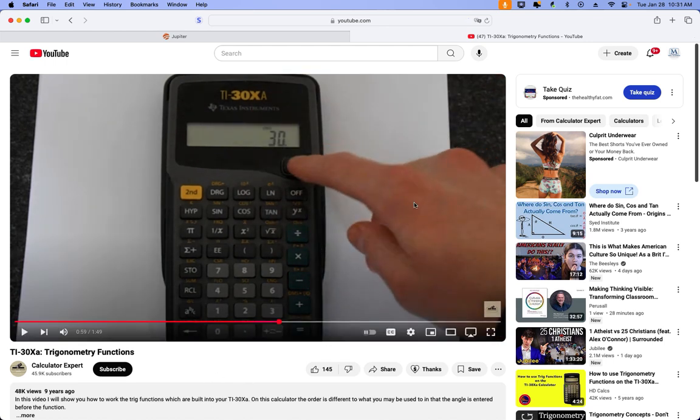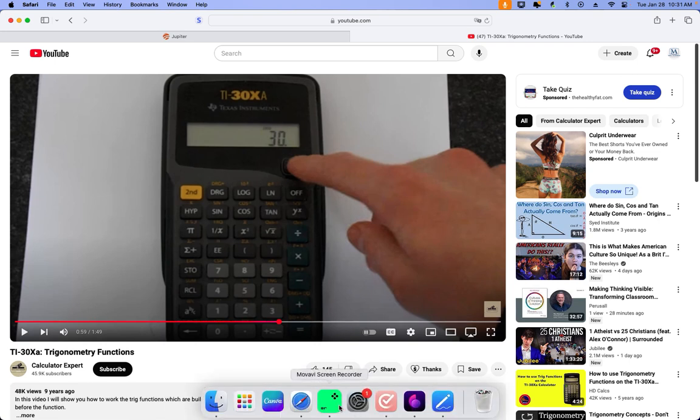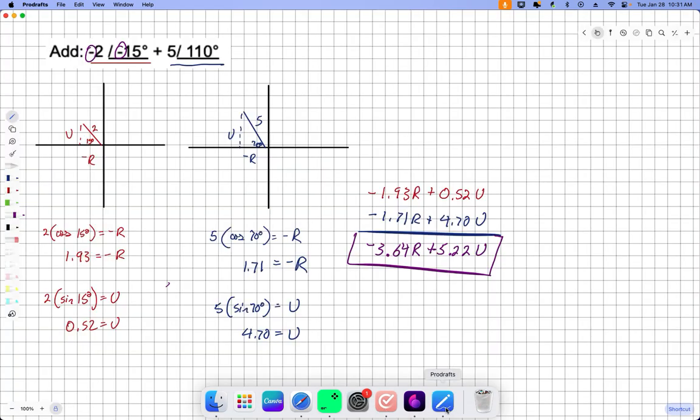All right, so I hope that helped you guys. It's not hard. You just got to know how your buttons on your calculator work to get where you need to go. He did both, starting with the sine, finding the sine, and then using the sine inverse to find the degree.